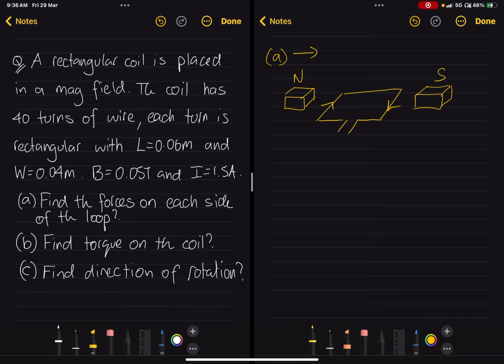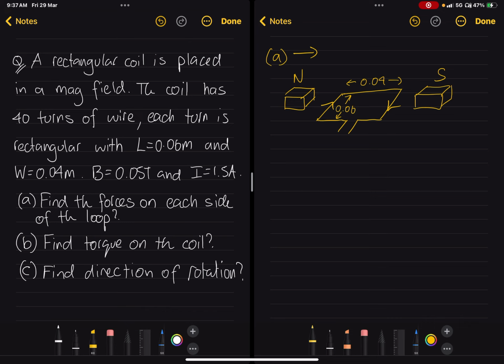So we're given the direction of the current in this particular question. We are told that the length is 0.06. So that is this dimension. And then the width is 0.04. That is this dimension over here.